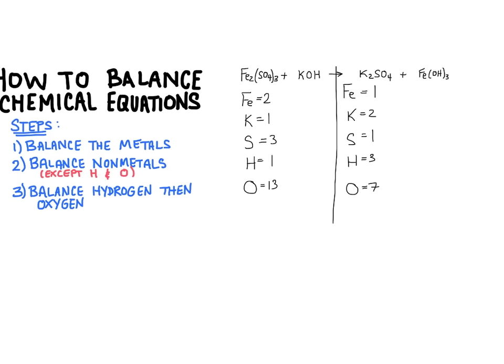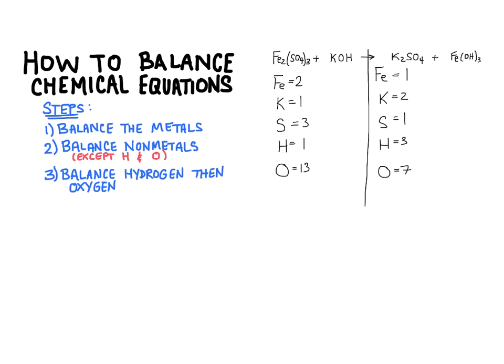So as I'm looking at this equation, I have 2 metals. I have iron and potassium. I'm going to start by getting those numbers to equal. Then I'm going to move on to the nonmetals, except for hydrogen and oxygen. The only thing I have other than hydrogen and oxygen that's a nonmetal is sulfur. Finally, I'll balance hydrogen, then oxygen. So you see I listed them in the order that I'm going to follow these steps.